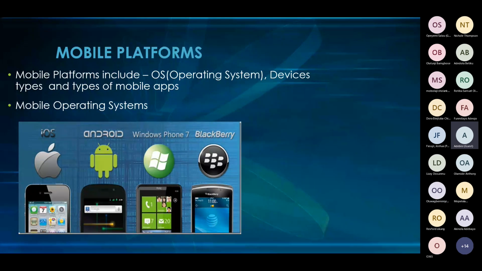So to start with iOS, and to start with Android, because Android is very popular and basically has the highest number of users. A lot of people use Android more than iPhone.